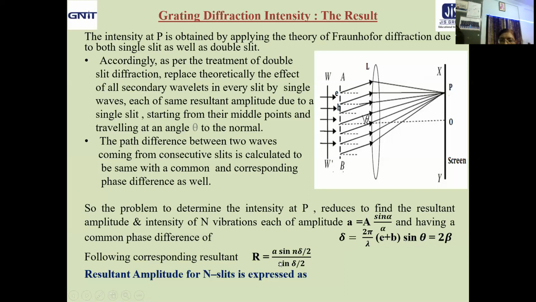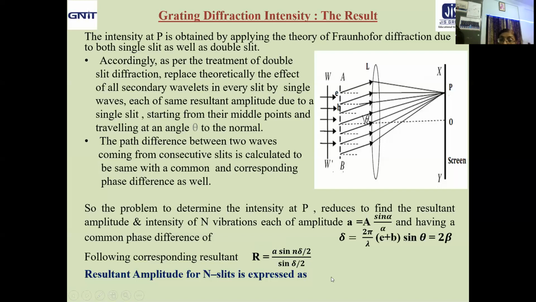It is given by R equal to A sine n delta by 2 by sine delta by 2. That we considered in case of calculation for single slit diffraction. That is the resultant of n vibrations, each of amplitude small a, and having a common phase difference of delta. The resultant amplitude is given by A sine n delta by 2 by sine delta by 2.